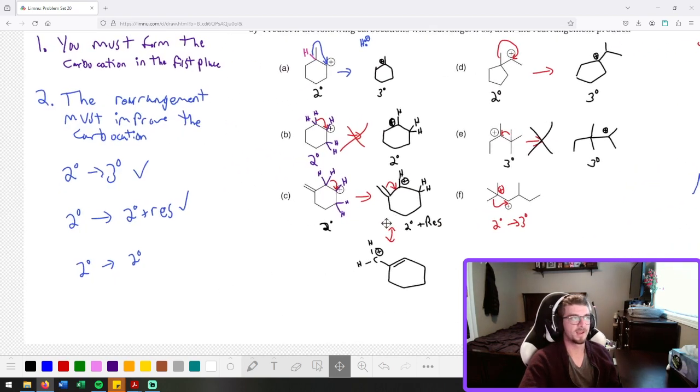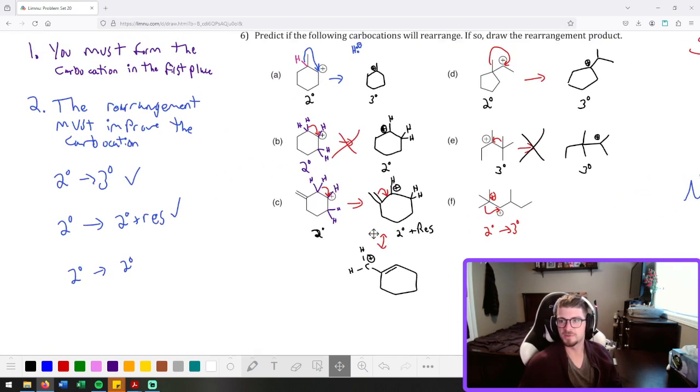So again, carbocation rearrangements come down to two rules that absolutely must be strictly followed. You have to be able to form it in the first place, and the rearrangement has to improve the carbocation. If one of those criteria is not met, you're out of luck. There's no possibility of rearrangement.